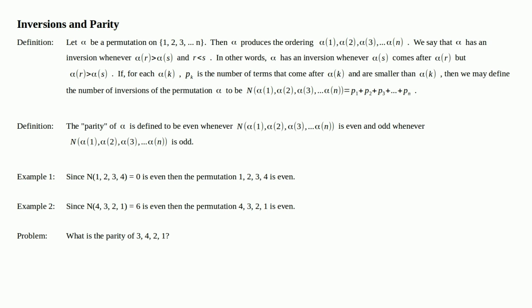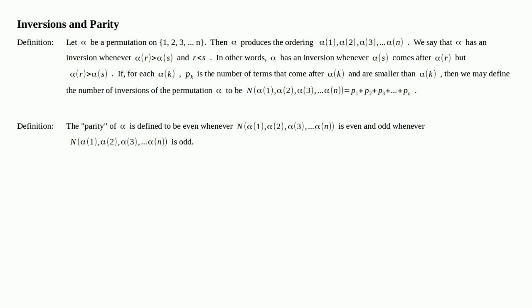Here's a problem. What is the parity of 3, 4, 2, 1? And I'll go ahead and let you pause the video, work that out, and then come back for the solution. Ready, set, go. Okay, here's the solution. Since the number of inversions in the permutation 3, 4, 2, 1 is equal to 5, which is odd, then the permutation 3, 4, 2, 1 is odd.